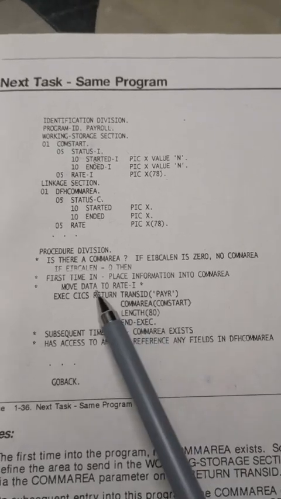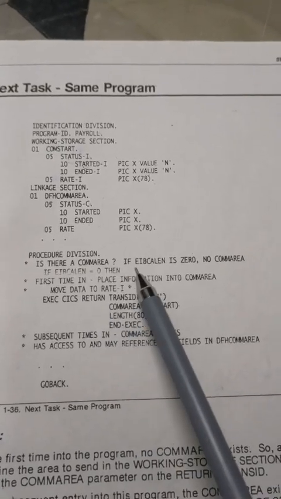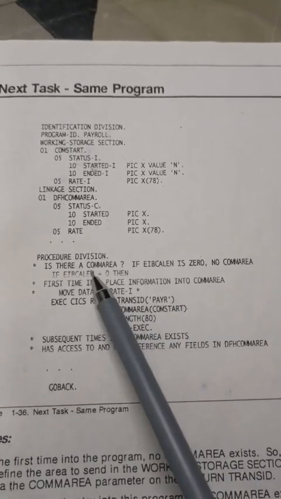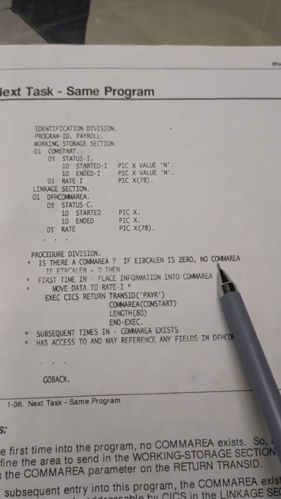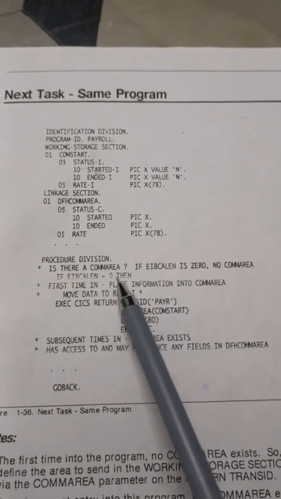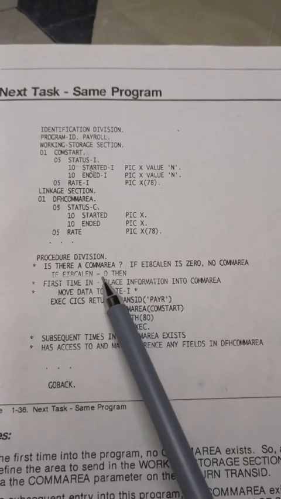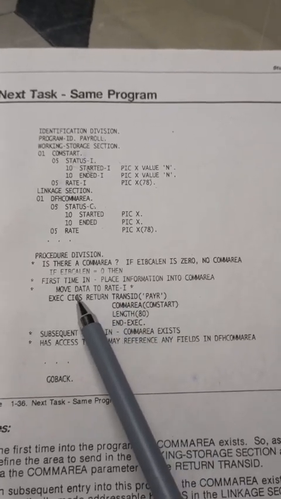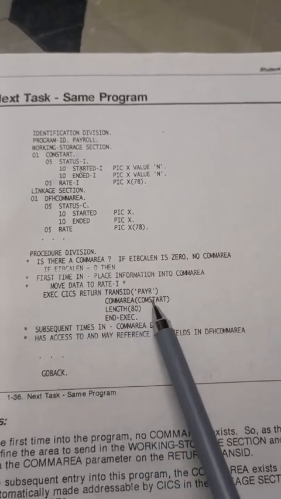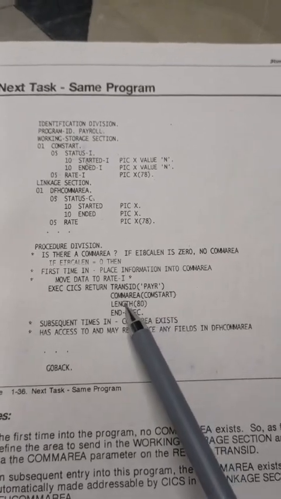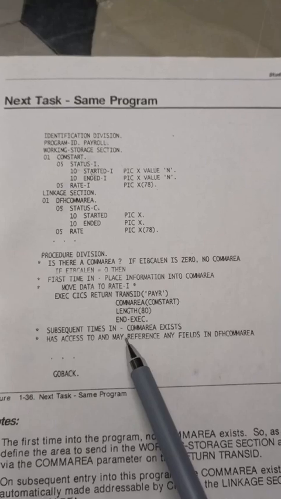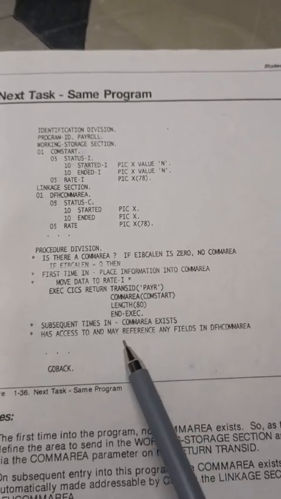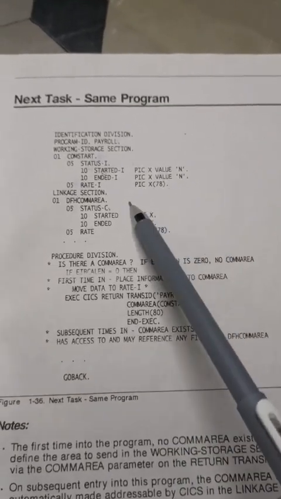This is a command to check whether I am calling the program the first time or the second time. If the EIBCALEN, the COMMAREA length, is 0, there is no COMMAREA, which means you are calling for the first time. If it is the first time, then you have to invoke the transaction ID PAYR, passing data from the COMMAREA with COMMAREA and LENGTH. On subsequent calls the COMMAREA exists, so I have access to the reference field in the DFHCOMMAREA.